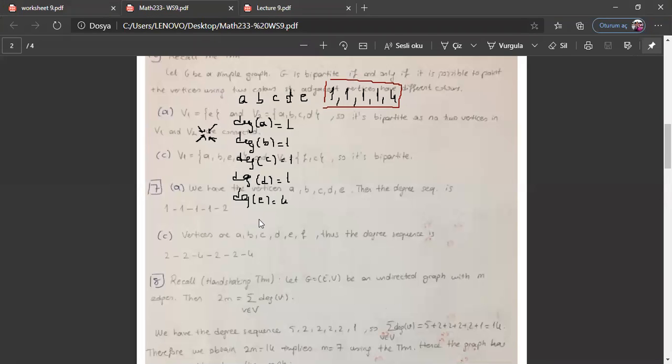I made a mistake there, so it's 4 here. This is not 2. This should be 4.